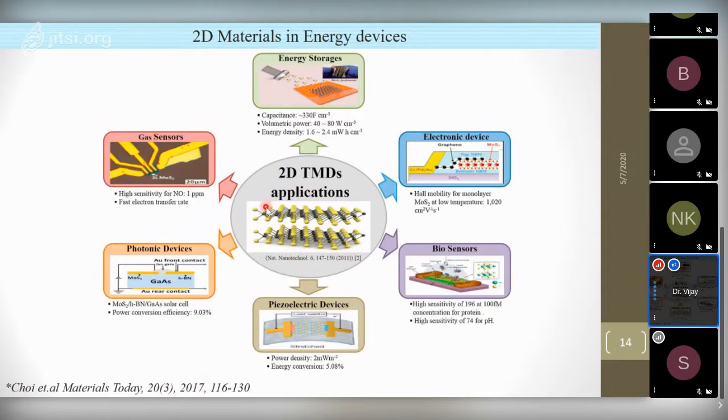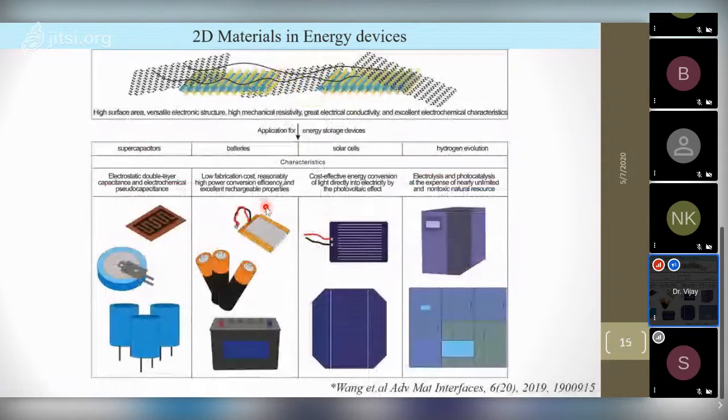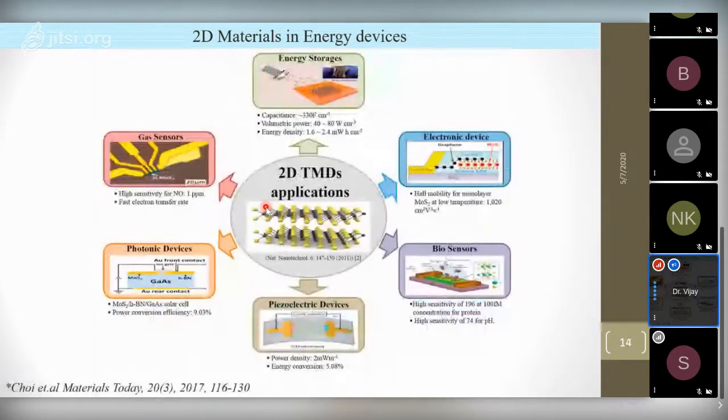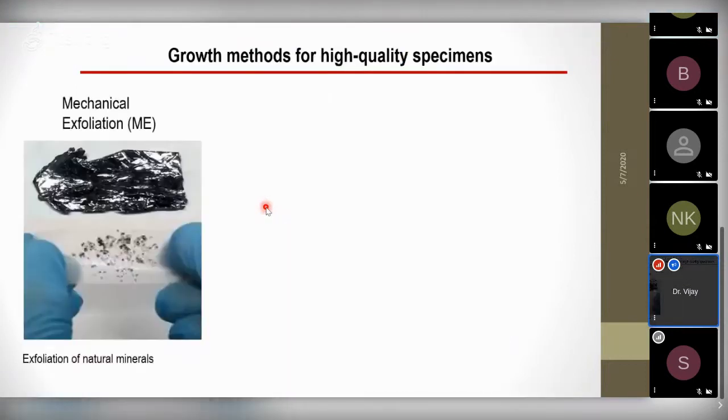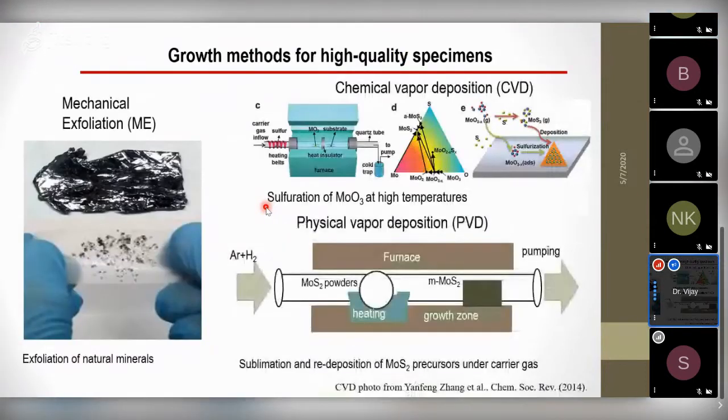So when I was doing my postdoc in China, at Zhejiang University, my group was working on this. Before that, as I told you, these slides are more closely related to two-dimensional materials in supercapacitor, battery, solar cell, hydrogen evolution. There's an extra slide. So there are possibilities to grow molybdenum disulfide single layer through three different approaches, either mechanical exfoliation.